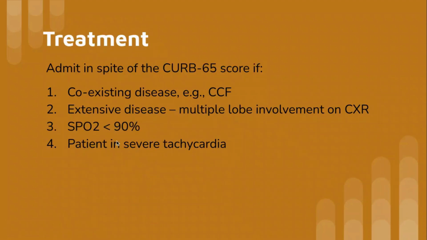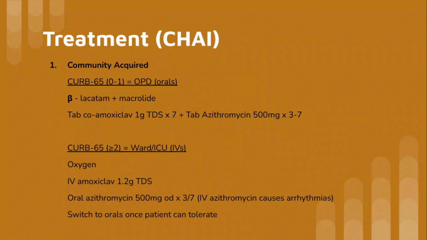But you know that even though you may not have some of the parameters on the CURB-65, when the person has coexisting disease like CCF, extensive disease, serious things on the chest X-ray, multiple lobe involvement, SpO2 less than 90, or severe tachycardia, 120 and above, you can't treat on OPD basis. So it's not just about the CURB-65 score. You need to look at other things as well. Are there underlying diseases? Are there coexisting comorbidities?